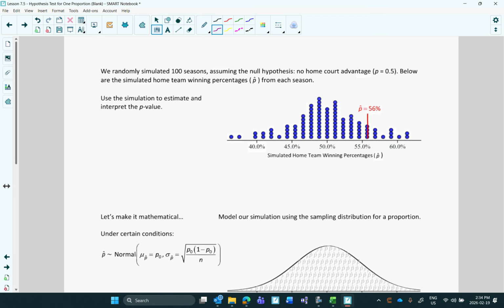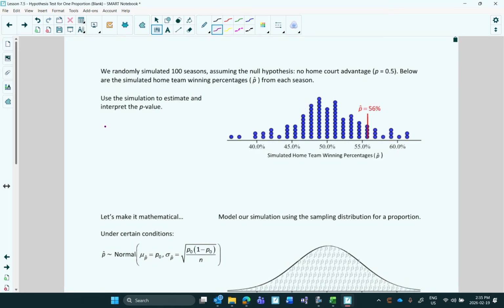Most of the time, the games won by the home team were around 50%. Sometimes it was significantly less, sometimes significantly more. The one that actually happened was the 56% one. So we want to know, what's the probability that this happens, 56%, in a simulation? Okay, so what's the p-value? Well, the p-value is the probability that the home team wins 56% or more.